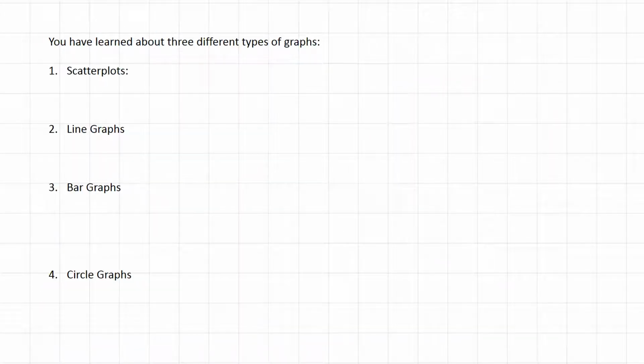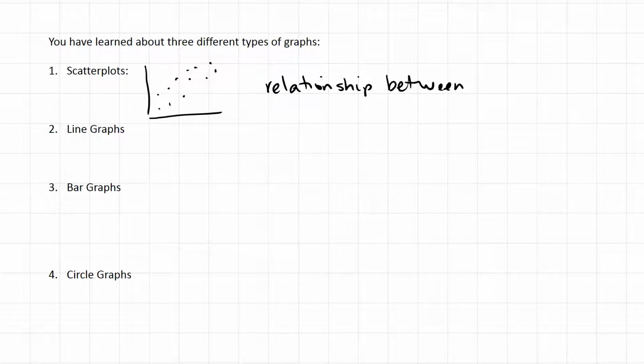So let's take a quick look at all the plots that we've seen so far. We started off this unit with scatter plots that look like this, and they track the relationship between two things. And so they told you whether there was a relationship, or if the dots were spread out with no pattern at all, there was no relationship.